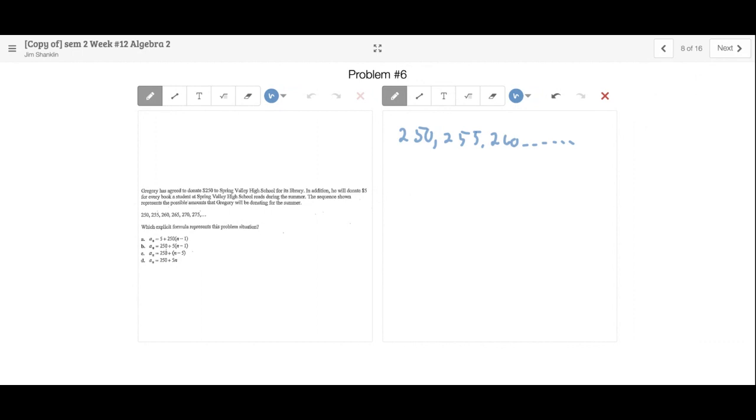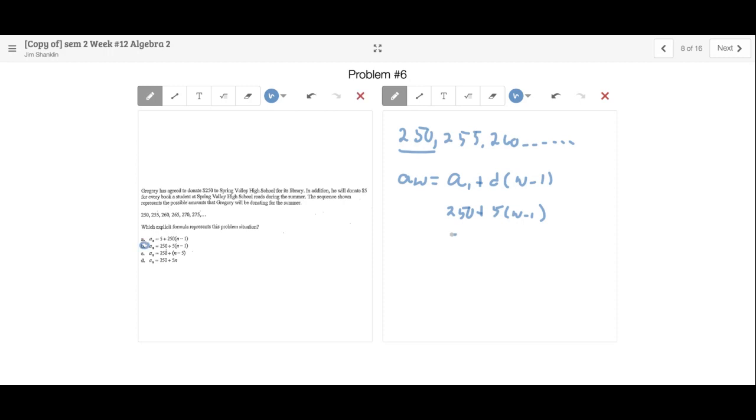Now, if you take a look at the answers, some of them have the parentheses in there. I don't know if you can leave the parentheses in there or not. Well, let's check it out. If I was going to write an equation for this, a sub n is equal to a sub 1 plus d times n minus 1. My first term is 250. Plus, my d value is going to be 5, right? It goes up by 5, times n minus 1. So do I see an answer like that? 250 plus 5 times n minus 1. Looks like letter B is correct.